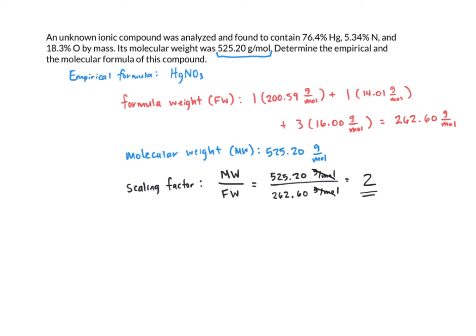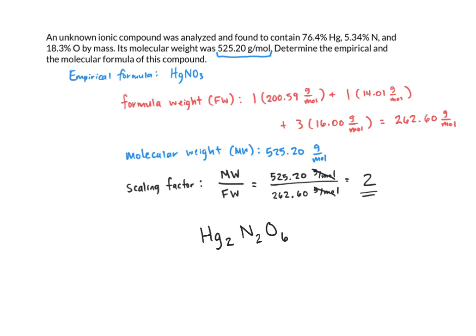Therefore, with this scaling factor, I'm going to multiply every single subscript in our empirical formula by that number to get our molecular formula. There is 1 mercury in our empirical formula. I'm going to multiply that by 2 and have 2 mercuries instead. There's 1 nitrogen in our empirical formula. I'll multiply that by 2 to have 2 nitrogens instead. There are 3 oxygens in our empirical formula. I'll multiply that by 2 to get 6 instead. The actual molecule that we've analyzed has 2 mercuries for every 2 nitrogens for every 6 oxygens.